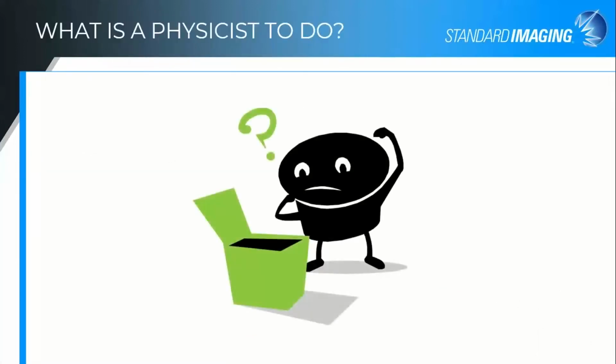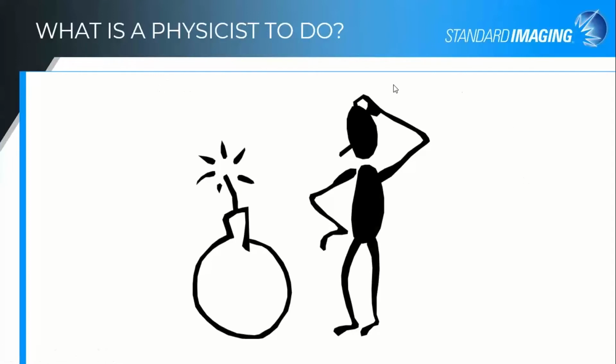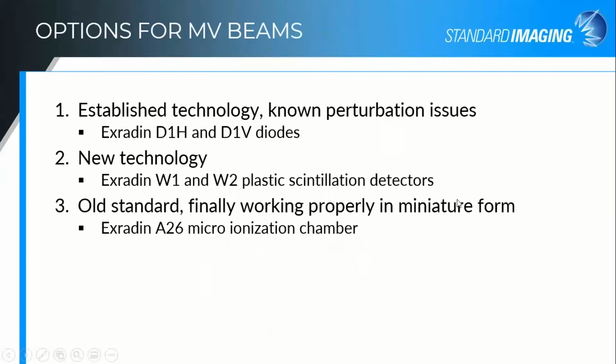So what is a poor physicist to do? It is tough doing small field measurements here. Sometimes it feels a little bit like a ticking time bomb. If your physician has said, we want to treat SBRT lung, I have some small tumors I want to treat, and suddenly you're tasked with ensuring that the dosimetry is accurate. Well, I think I can help you.